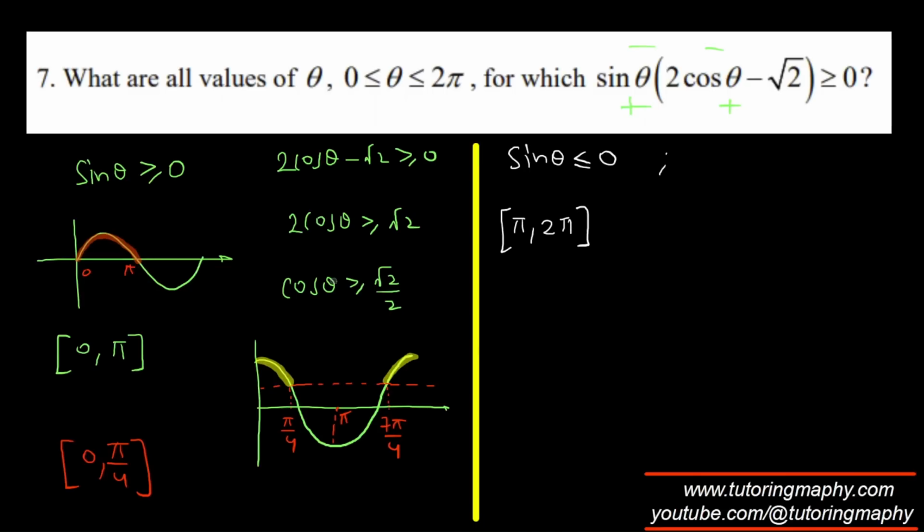And the next one should be, this sign will also change. So this will become cos less than or equal to root 2 over 2, which means that I'm looking for this as my answer, right? Less than root 2 over 2. So it is from pi over 4 to 7 pi over 4.